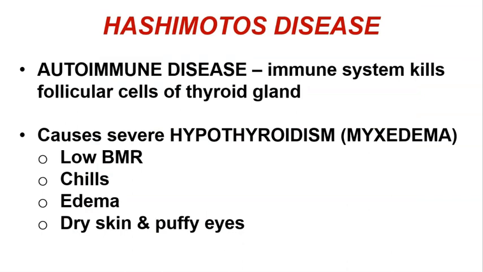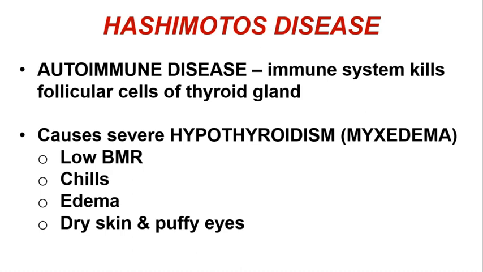So now let's examine what happens when things go wrong with the thyroid gland. We'll begin with a condition that's called Hashimoto's disease. This disease is an autoimmune condition in which the immune system attacks and destroys the thyroid gland. In particular, it targets and destroys the follicular cells. So when the follicular cells are killed, this limits the ability of the thyroid gland to produce and secrete thyroid hormone, which causes severe hypothyroidism, which is also referred to as myxedema.